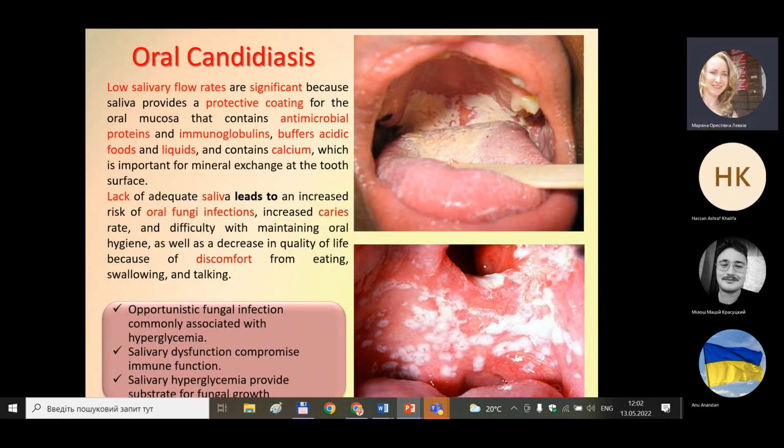Oral candidiasis, another symptom in diabetic patients. So low salivary flow rates are significant because saliva provides a protective coating for the oral mucosa that contains antimicrobial proteins and immunoglobulins, buffers acidic foods and liquids, and contains calcium, which is important for mineral exchange at the tooth surface. Lack of adequate saliva leads to difficulty with maintaining oral hygiene, as well as a decrease in quality of life because of discomfort from eating, swallowing, and talking.